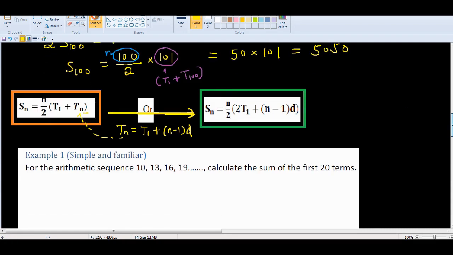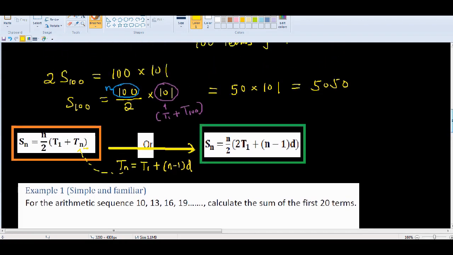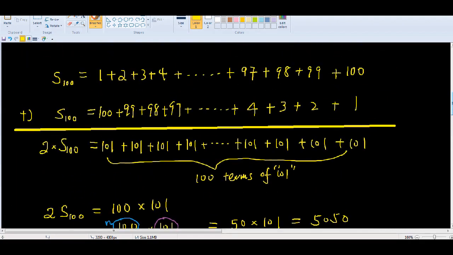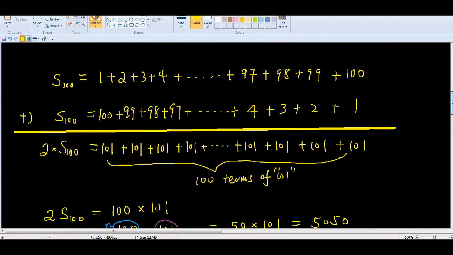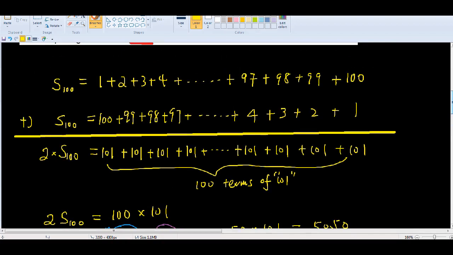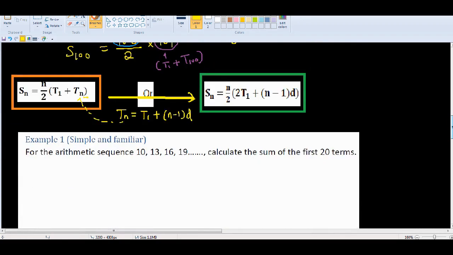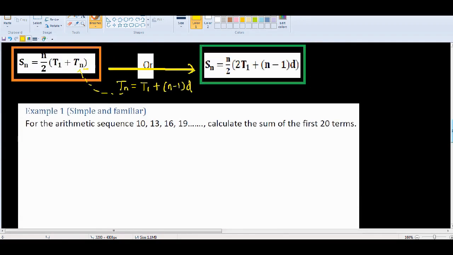Most likely in the examination you are going to use the rule in the green box rather than the orange box. But still, I think it's very interesting to see how we get that formula or rule for the series of the first n terms. Remember the formula. So let's apply the formula.